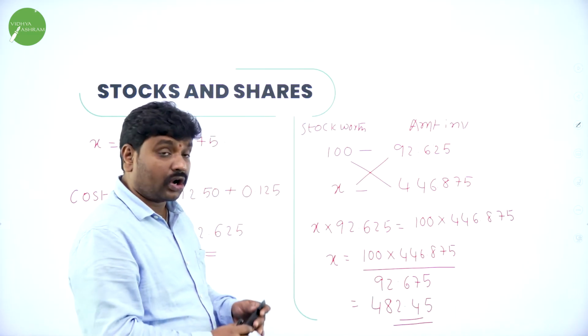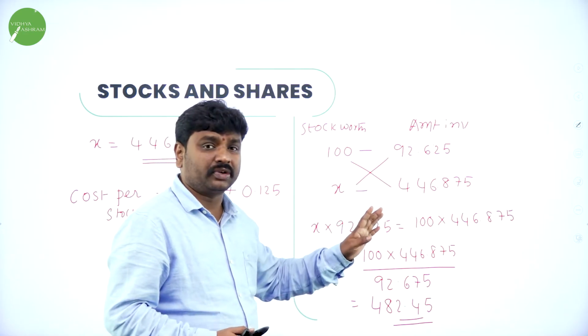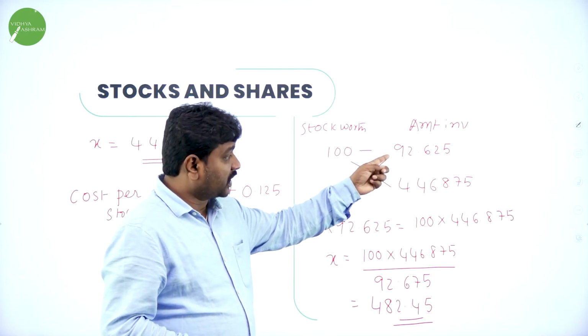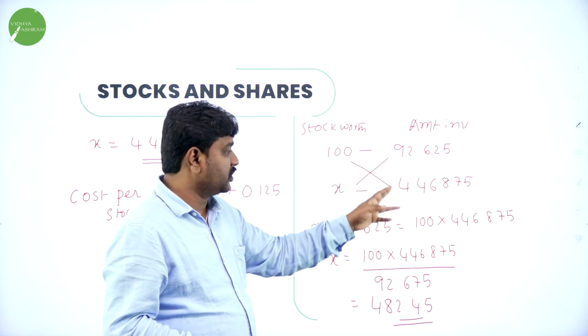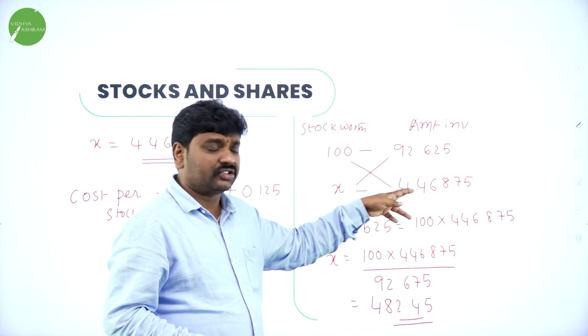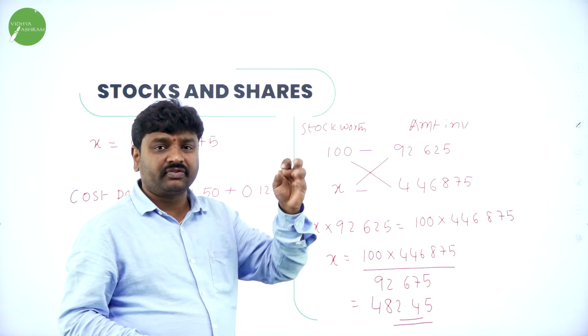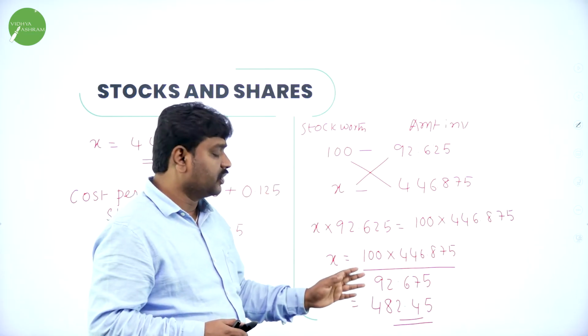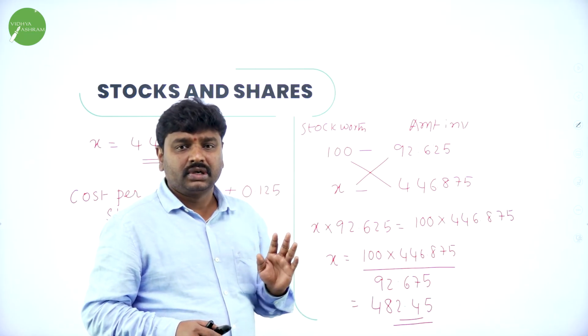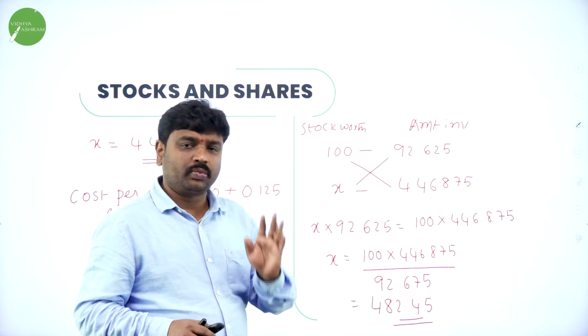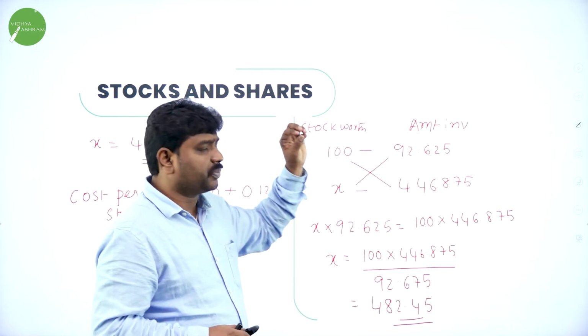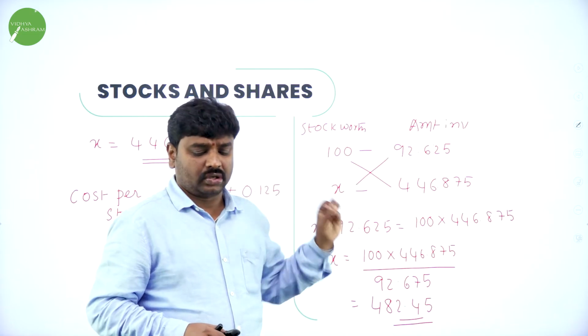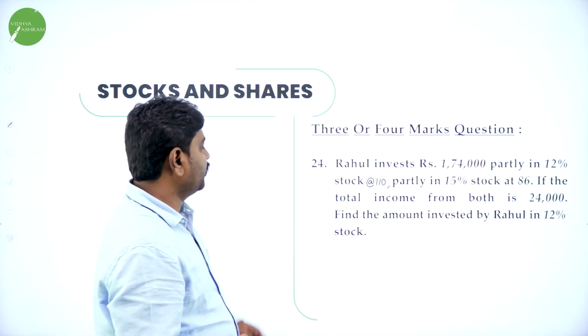So this is the stock worth he got. He paid 446 rupees, but you can see the market value is less than the 100 rupees face value, so you'll get little more than this. So if you invest 446.875 rupees, you will get a stock worth of 482.45. This is the conclusion. I hope all of you understood this. We used the unitary method to solve. Now we'll go ahead with problem 24.